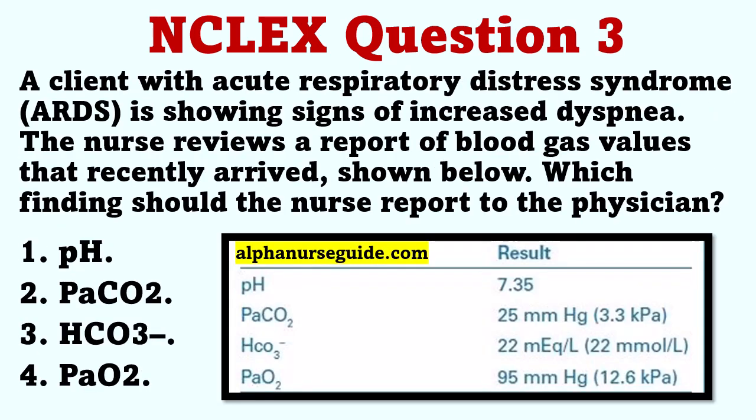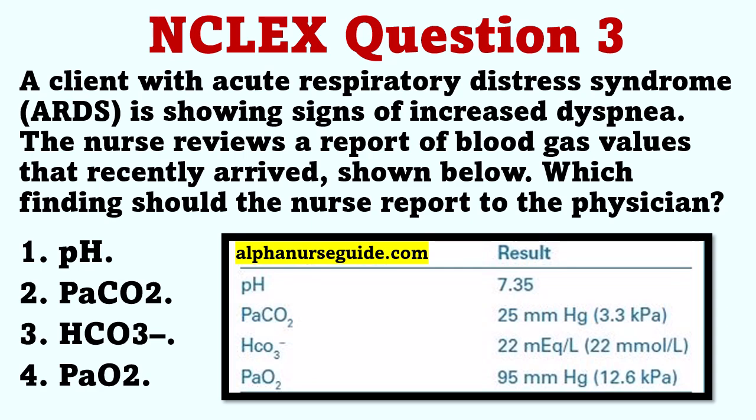A client with acute respiratory distress syndrome is showing signs of increased dyspnea. The nurse reviews a report of blood gas values that recently arrived. Shown below, pH is 7.35, PaCO2 is 25, HCO3 is 22 milliequivalents per liter, and PaO2 is 95. Which findings should the nurse report to the physician? 1. pH. 2. PaCO2. 3. HCO3. 4. PaO2. The correct answer is 2.